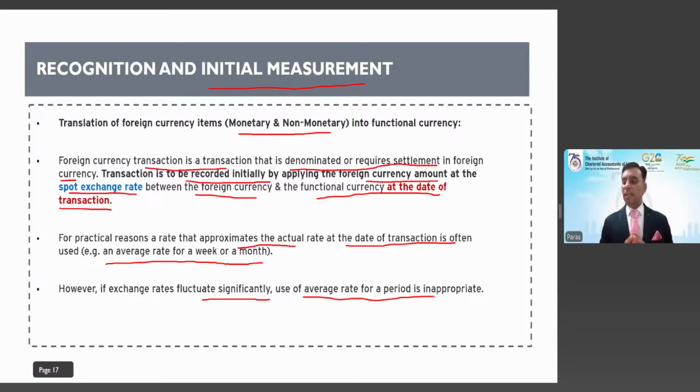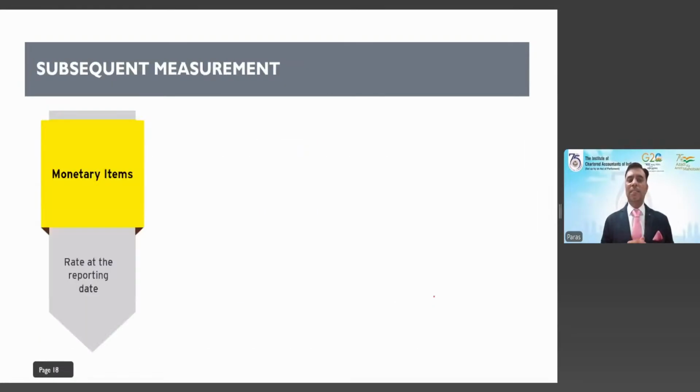So these provisions are regarding the initial measurement of monetary and non-monetary items, and there is no difference with respect to recognition on the initial measurement date, right? The difference arises in case of subsequent measurement. If you have a monetary item, then what do you need to do? You need to consider the rate at the reporting date, right?